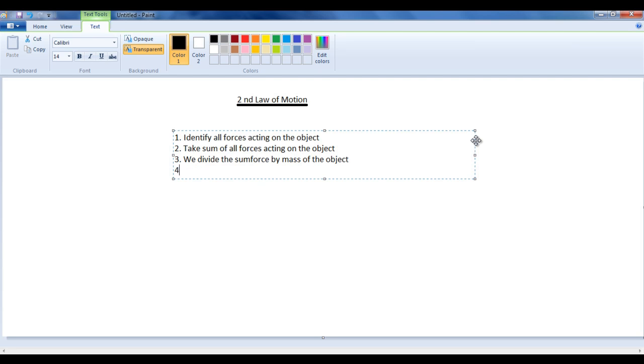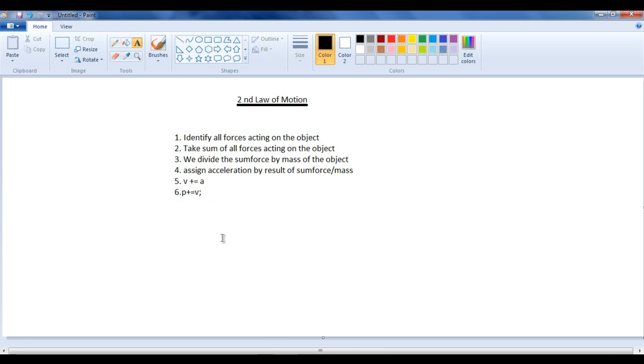Right? Then we assign acceleration the result of the sum of forces divided by mass. That is what we assign to acceleration. Then we say velocity plus equal to acceleration. Then we say position plus equal to velocity. Simple. These are the steps that you are going to perform to move an object. This is how it works, guys.